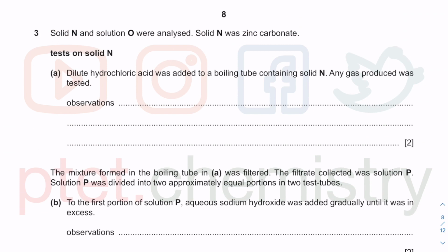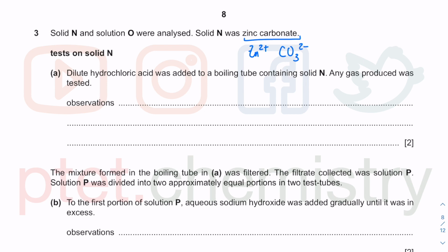In this question number 3, we had this one solid N and also solution O. We were told that this solid N was zinc carbonate. That means it contains Zn2+ ions and also CO3 2- ions. In the new paper 4 syllabus from 2023 onwards, you have been given the alternative to practical. You have been given the test for ions results. But bear in mind that these results are not included in your other theory paper. It's still good to actually know the results by heart, as well as your experimental skills from the whole 2 or 3 years of your curriculum.